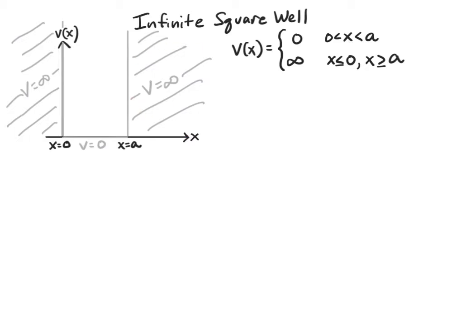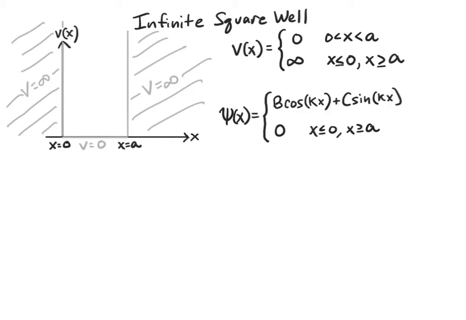Right away, we can apply what we learned just a moment ago. We know that the wave function has to be 0 everywhere the potential is infinite. And we also know that it has to be a combination of sine and cosine functions within any region where the potential is constant. That raises three questions. What must be the values of b, c, and k?